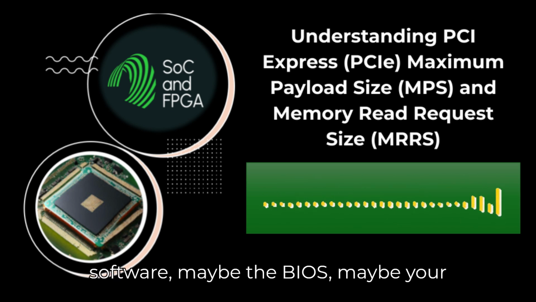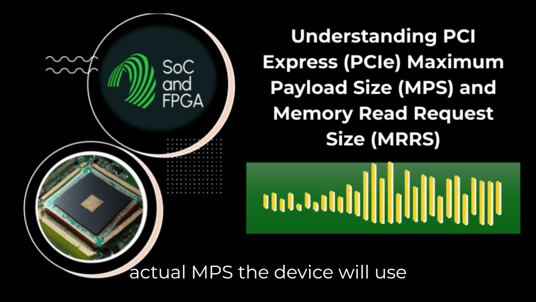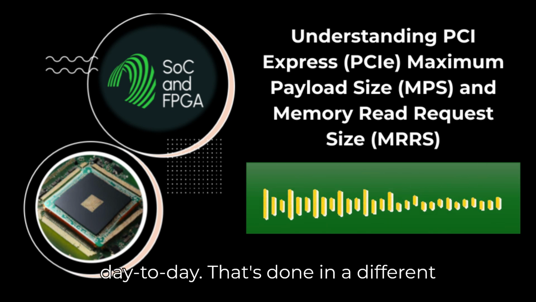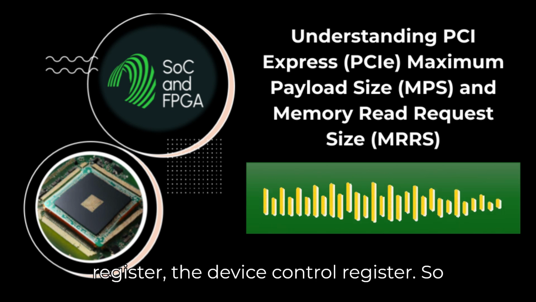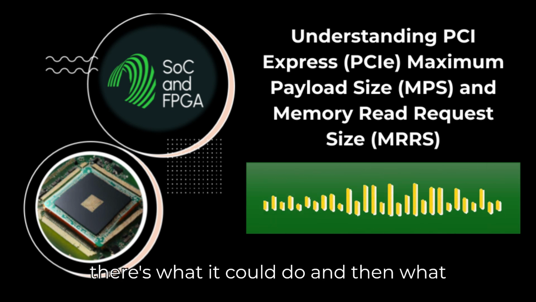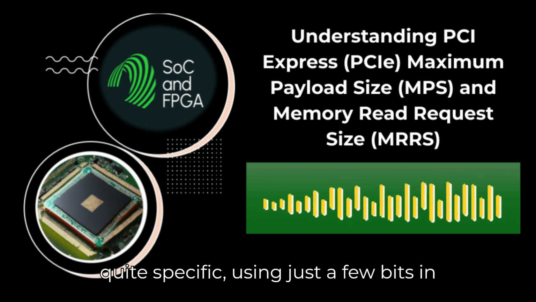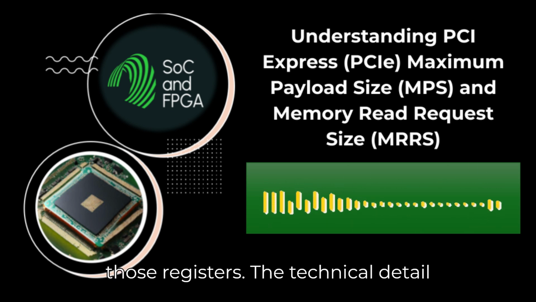Then the system software, maybe the BIOS, maybe your operating system later on, looks at all these announcements and sets the actual MPS the device will use day to day. That's done in a different register, the device control register. So there's what it could do and then what it's actually told to do. Precisely. And the way these values are stored is quite specific, using just a few bits in those registers.